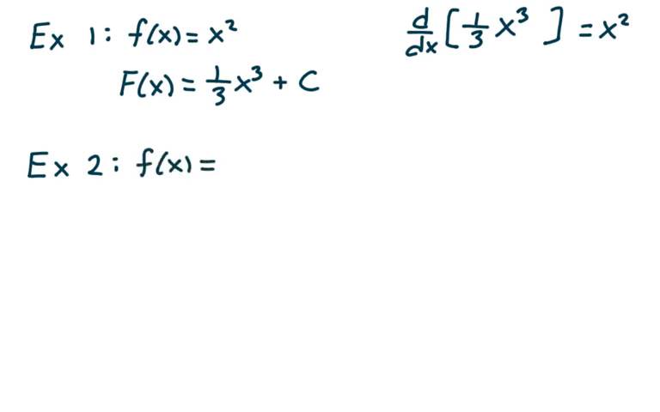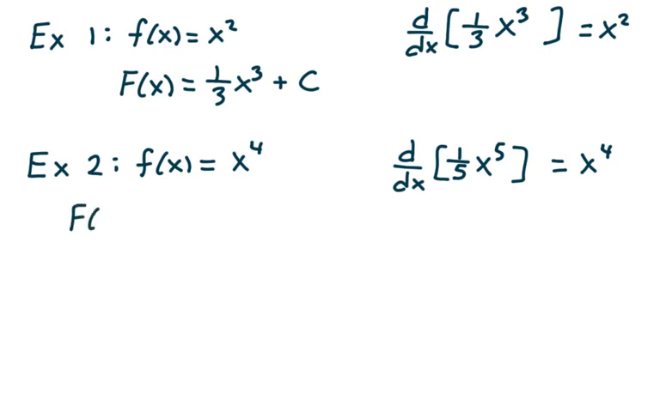Suppose f of x is equal to x to the 4th. We want the derivative of what, right? To produce x to the 4th. Well, notice how 2 went to 3, 4 must go to 5. But if I take the derivative of x to the 5th, I get 5x to the 4th, but I don't want that, right? So how do I make sure that a 5 doesn't appear? I either divide by 5 or multiply by a 5th. And so capital F of x is 1/5 x to the 5th plus c.